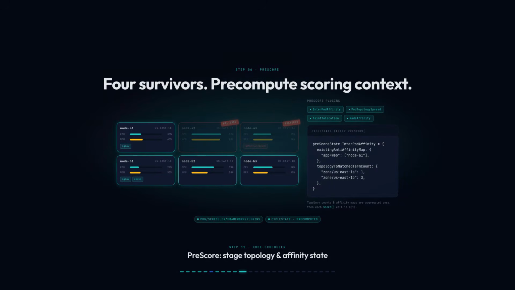Before we score them, PreScore, same trick as PreFilter, pre-compute once. For plugins that do heavy per node work during scoring, PreScore runs once and caches the result. Things like InterPodAffinity and PodTopologySpread. They aggregate topology counts, build affinity maps, stash it all in cycle state. So later, when each node gets scored, every call is basically O(1). Just a lookup, really fast.